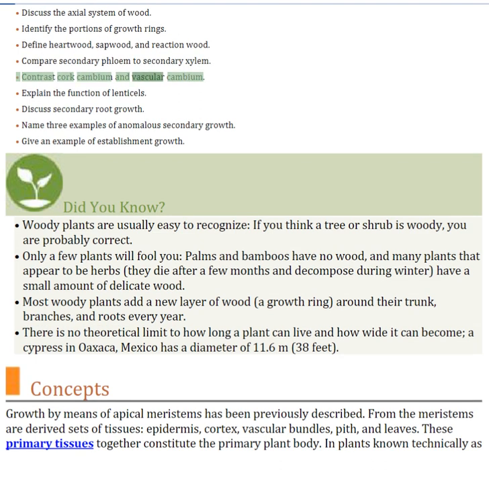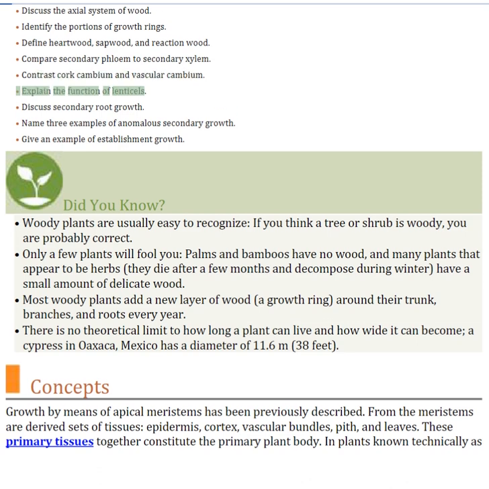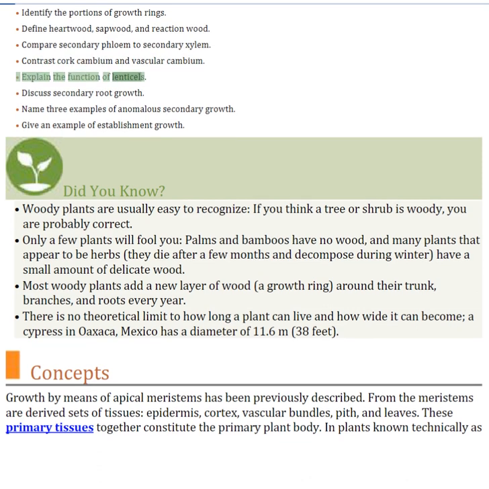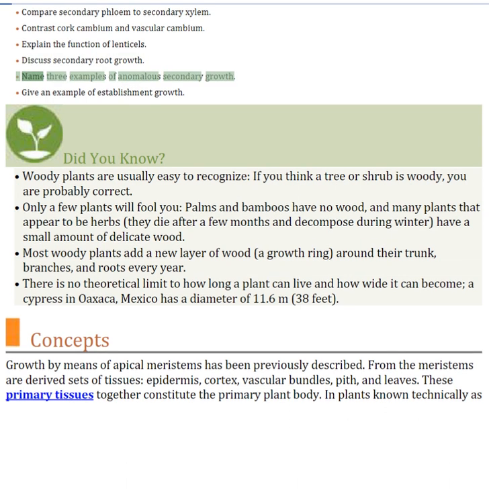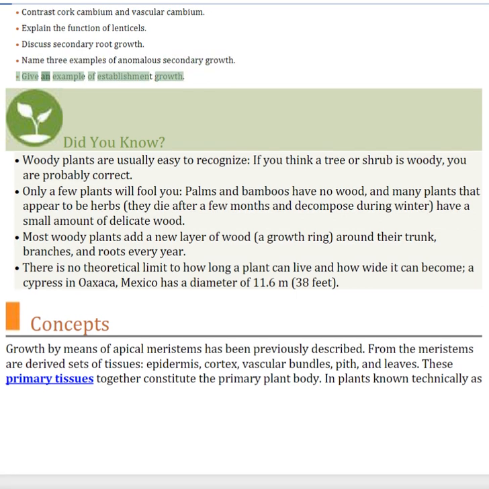Contrast cork cambium and vascular cambium. Explain the function of lenticels. Discuss secondary root growth. Name 3 examples of anomalous secondary growth. Give an example of establishment growth.